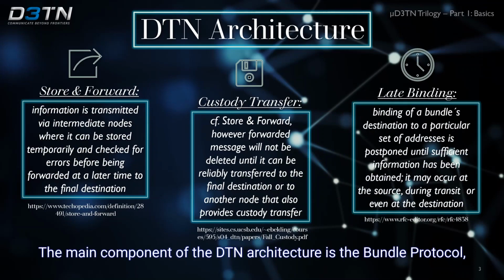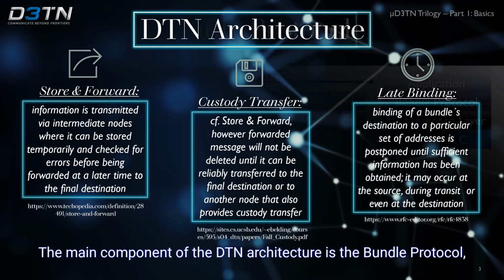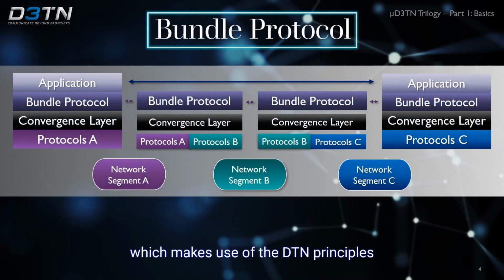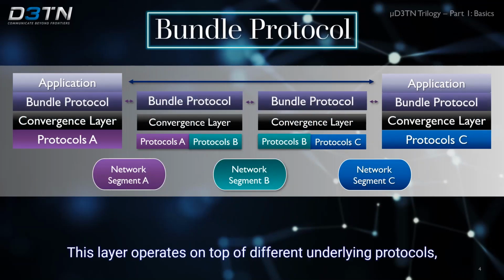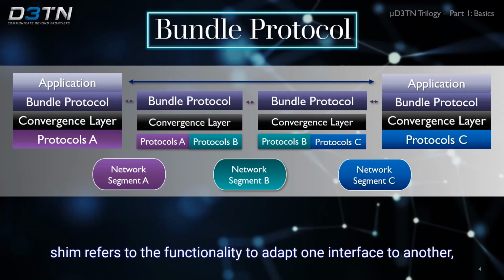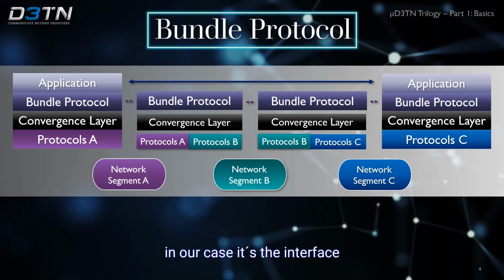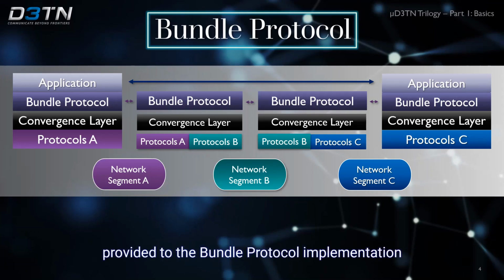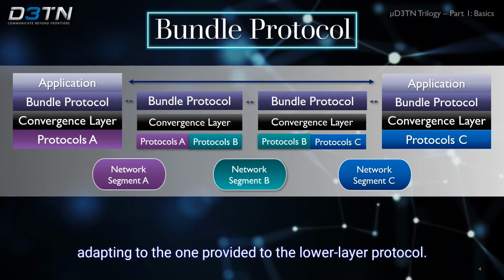The main component of the DTN architecture is the bundle protocol, which makes use of the DTN principles by introducing a dedicated bundle layer. This layer operates on top of different underlying protocols, which are organized in layers as well and provide their service to the bundle layer via a shim layer called convergence layer. In this context, shim refers to the functionality to adapt one interface to another. In our case, it's the interface provided to the bundle protocol implementation, adapting to the one provided to the lower layer protocol.